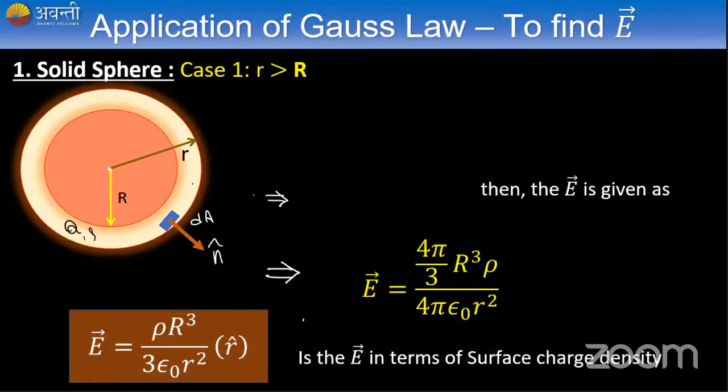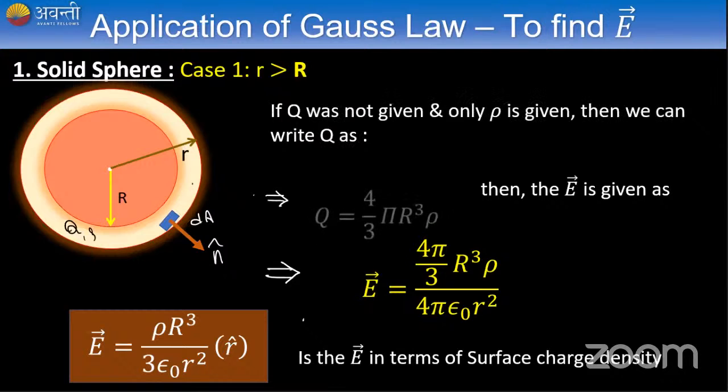Then again, we tried to calculate the electric field in terms of charge density, that is rho. So if Q was given as V times rho, where V is 4 by 3 pi r cube, the volume of this solid sphere, then the electric field was given as rho r cube by 3 epsilon naught r square in the direction of r cap. So this we had studied in our previous class.